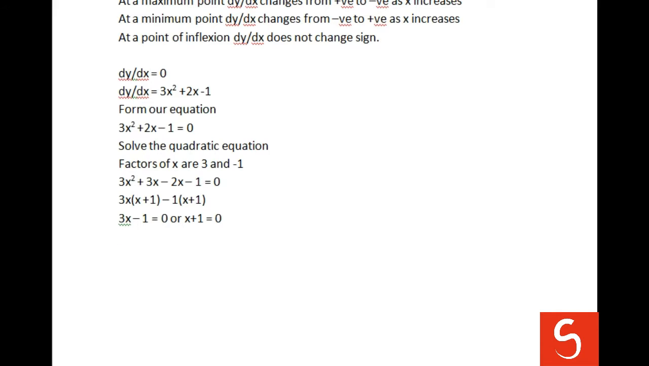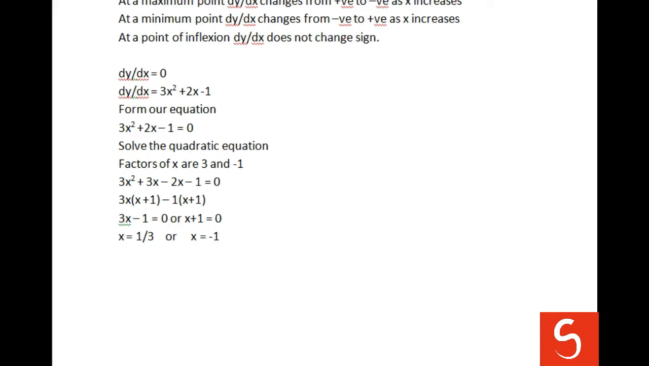So from the left hand, for this part, we know that x is equal to 1 over 3, or for the other part, we know that x is equal to -1. So now we found the turning points. We know that the curve turns at x equals 1/3 and it turns at x equals -1, but we don't know which point is the maximum and which point is the minimum.